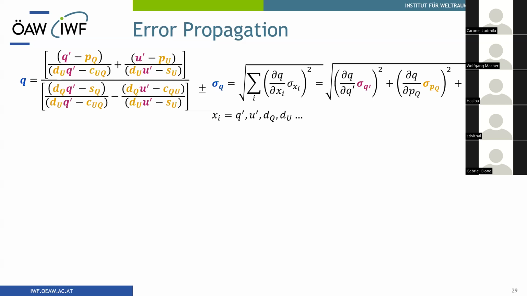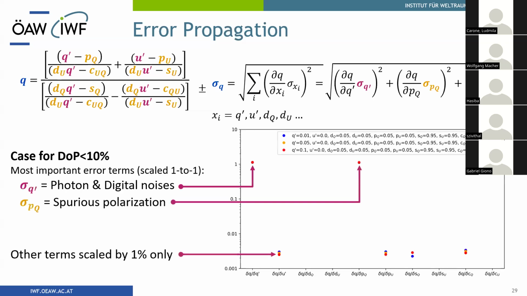This for every term. And if you plot, this is the essence of the talk again, if you plot on the x-axis here, these are the partial derivatives. So it's the scaling of how much the error on each of the terms propagates into the final term here. For low degree of polarization, below 10%, I did 3 cases here. What really matters is the Q over Q prime. So the uncertainty on the Q prime is the photon noise and digital noise, and the spurious polarization. Because whatever error you have here, they will scale with 1 into the final error. Any other thing, they scale lower because the degree of polarization is low, so it doesn't matter.